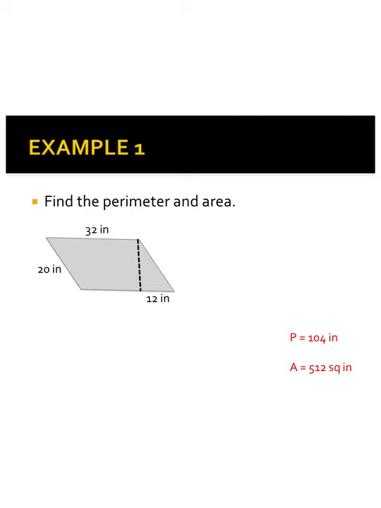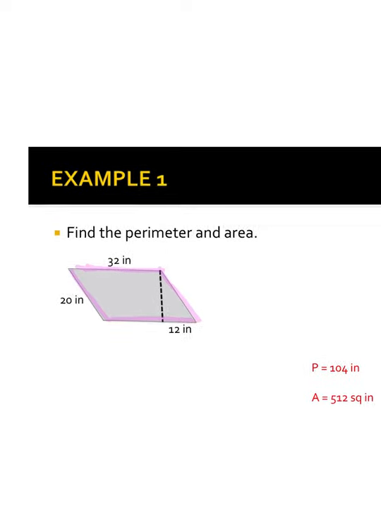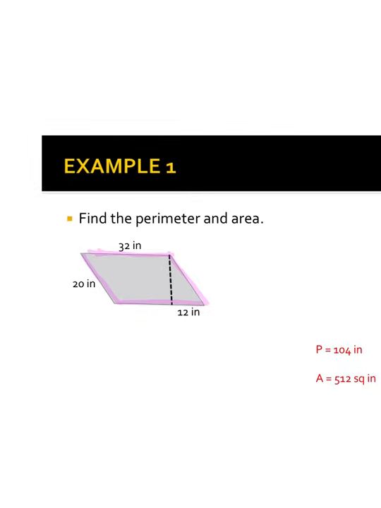So our first example here, we're going to look at a parallelogram and we are asked to find its perimeter and the area. The perimeter of any shape is the distance all the way around it. So here it would be 32 plus this side plus 20. Because it's a parallelogram, opposite sides are congruent, so this entire length down here is going to be 32. If this side is 20, the side across from it is 20.